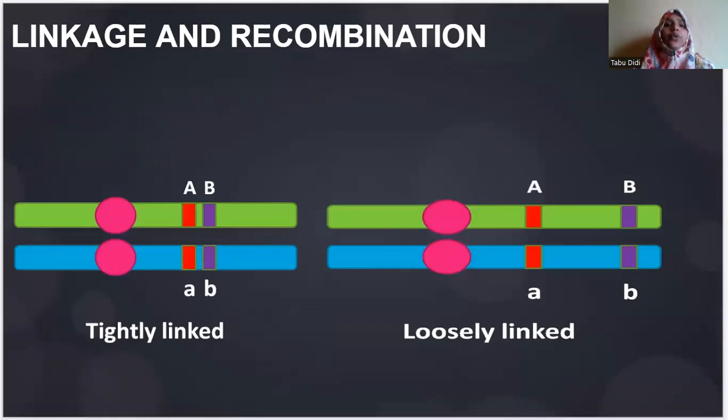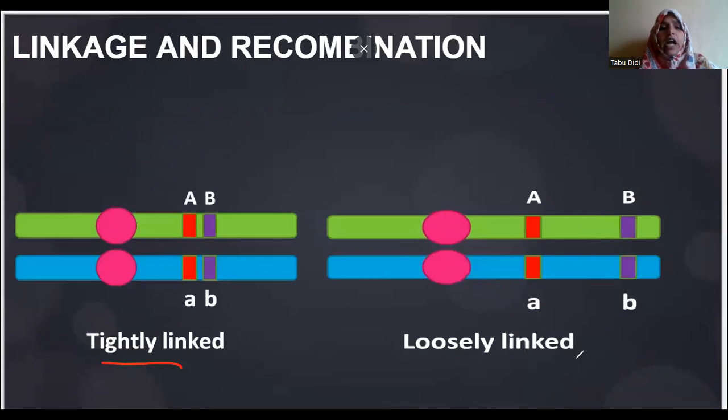Fine, simple. So, linkage and recombination: how does recombination come if the genes are linked? There are two types of linkage: complete linkage or incomplete linkage, or another way to say it, tightly linked or loosely linked. Write it down: complete linkage or incomplete linkage. What happens in complete linkage, or tightly linked? You see a small distance between both the genes. And what is loosely linked, or incompletely linked? You see a lot of distance between both the genes.